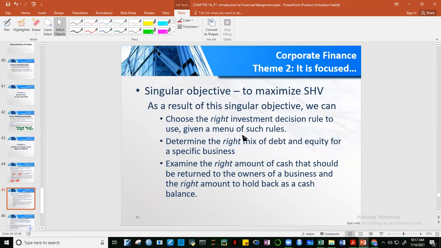So anong implication nito? Pag isa lang yung singular objective, makaka-focus talaga, guys, sa right investment decision rule to use. Okay? Choose the right investment decision rule, given a menu of such rules. Then right mix, ito yung investing, ito yung financing, ito yung dividend. So babalik talaga tayo dun sa tatlong principles natin: investment principle, financing principle, and dividend principle.